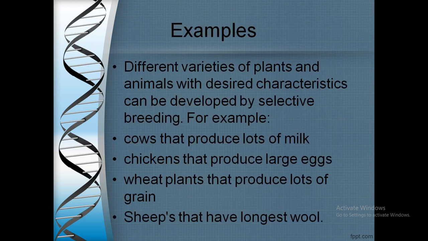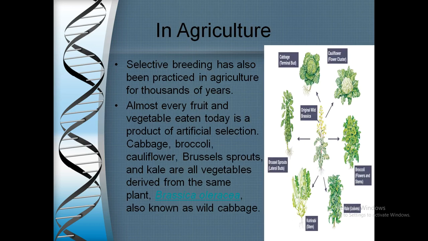For example, different varieties of plants and animals with desired characteristics can be developed by selective breeding. For example, cows that produce lots of milk, chickens that produce large eggs, wheat plants that produce lots of grains, and sheep that have the longest wool.